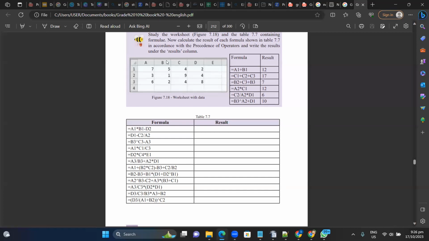It's 9, right? A3 divided by B3 is 6 divided by 2, that is 3. Here A2 into D1, A2 is 3, D1 is 6 plus 3, that is 9. Plus happens finally, right?